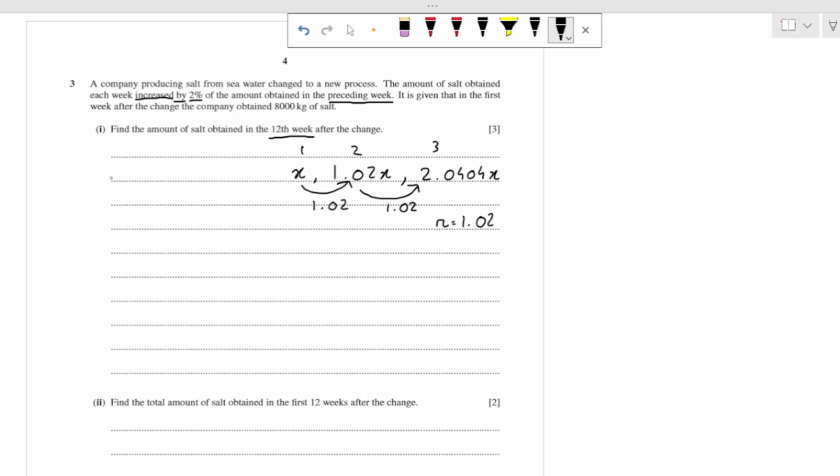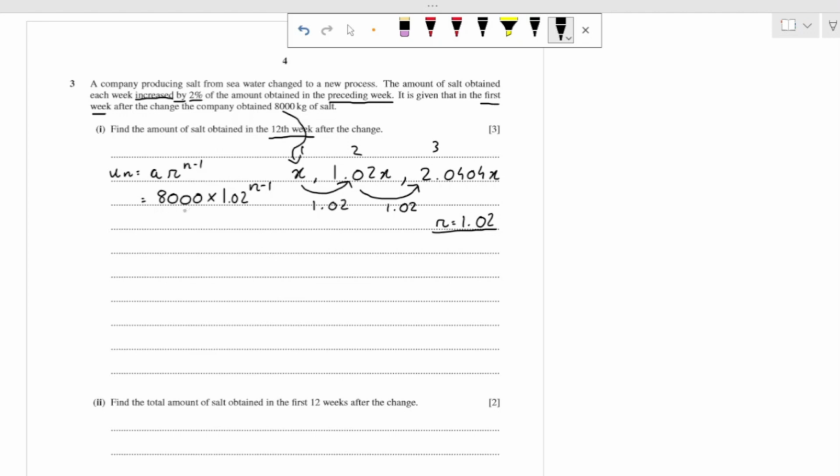And now we can start by writing the equation. So we know that the nth term of a geometric progression is represented by a r to the power n minus 1. What is a? Well, they have also given that in the question. It's given that in the first week after the change, the company obtained 8,000 kilograms of salt. First week is the important word to realize here. So 8,000 kilograms of salt is our original value x in this case. So we put it here, 8,000 times the common ratio r, which we found, 1.02, raised to the power n minus 1. And there you go, that's your nth term equation.